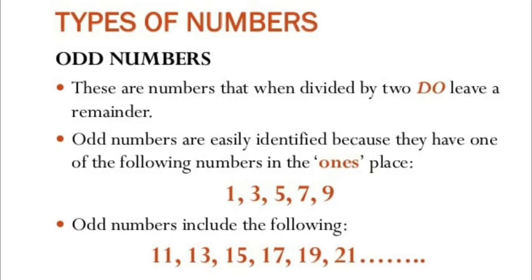Next is odd numbers. These are numbers that, when divided by 2, do leave a remainder. Odd numbers are easily identified because they have one of the following numbers in the ones place: 1, 3, 5, 7 and 9. Examples of odd numbers are 11, 13, 15, 17, 19, 21 and so on, because when we divide these numbers by 2, they leave remainder 1. So these all are odd numbers.